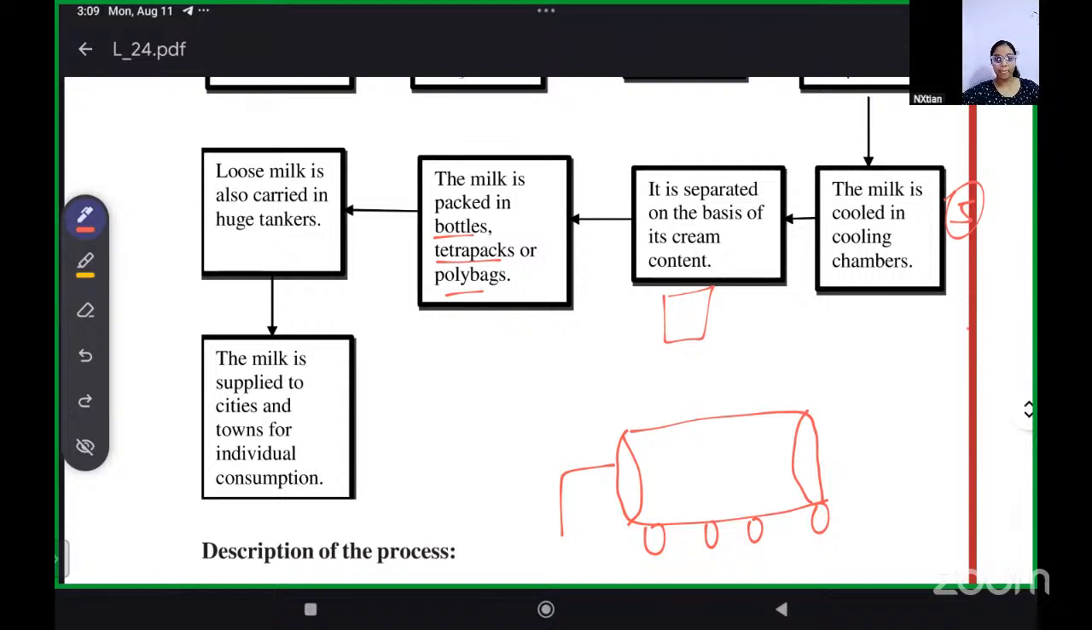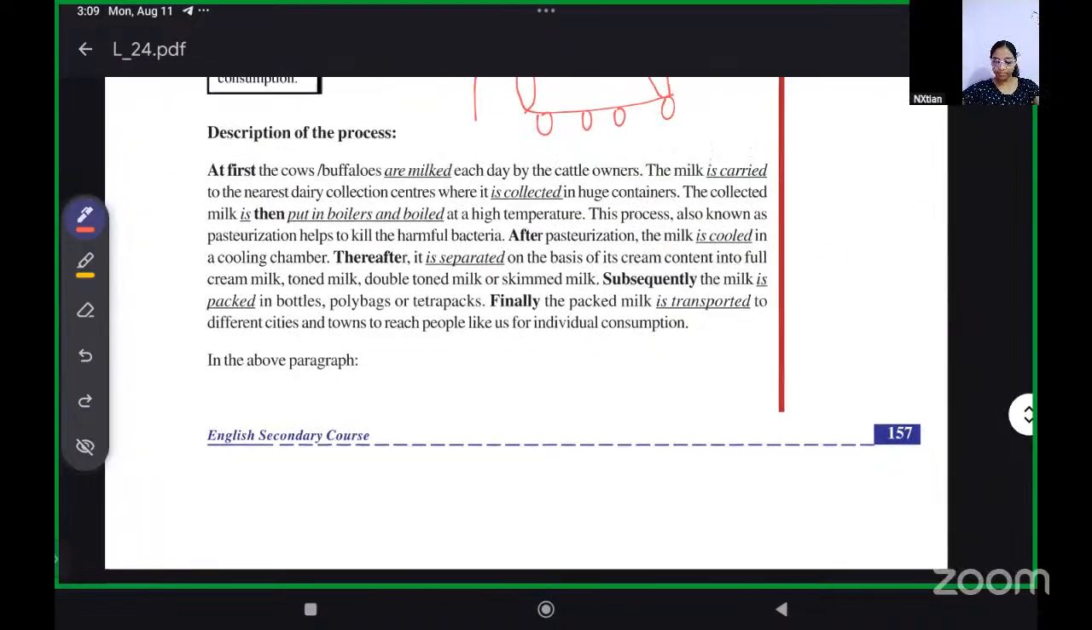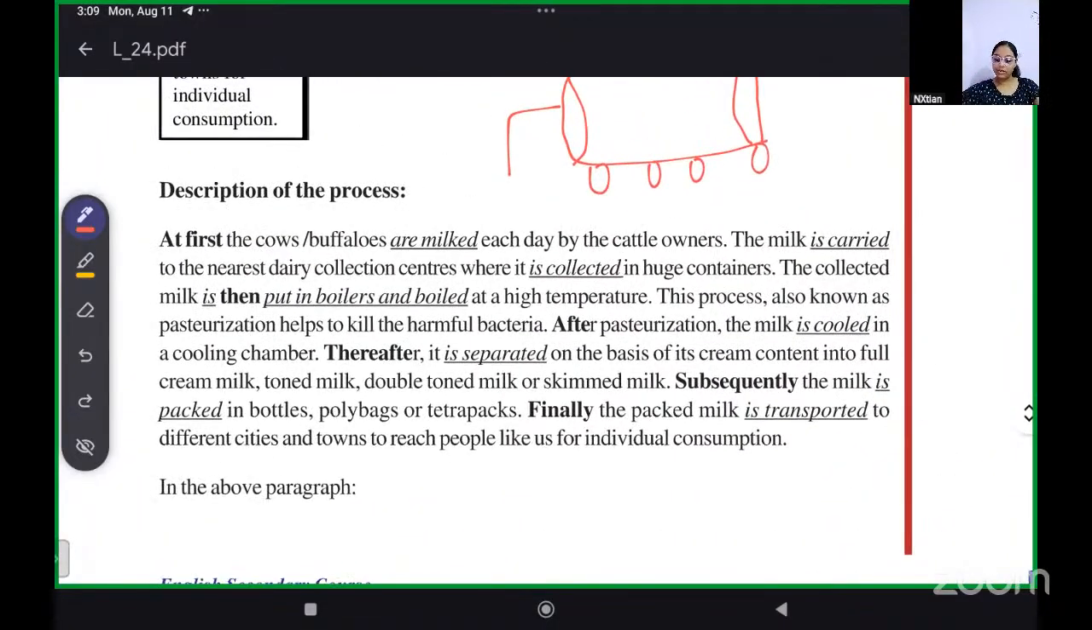Okay, understood the process? Okay, let's quickly give this a read. At first, the cows and buffaloes are milked each day by the cattle owners.